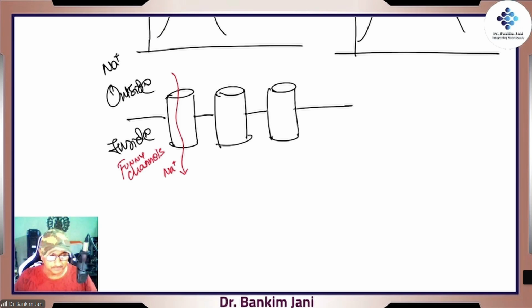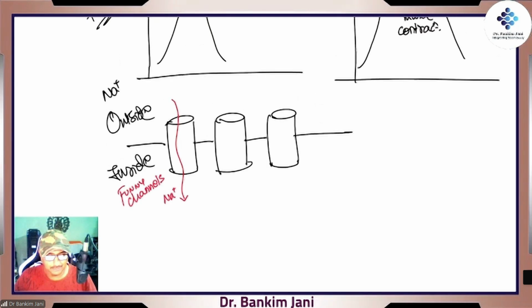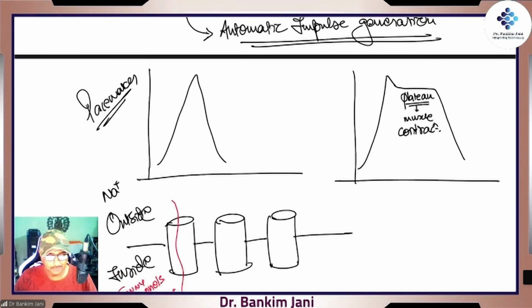Now, this sodium, as it comes, will lead to the generation of positivity, right? So because of this sodium, that would be the spike. And then at one point, as it reaches, it drops, right?